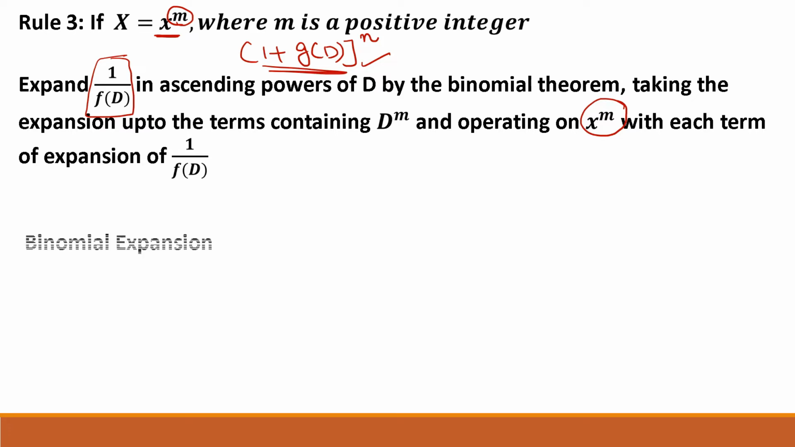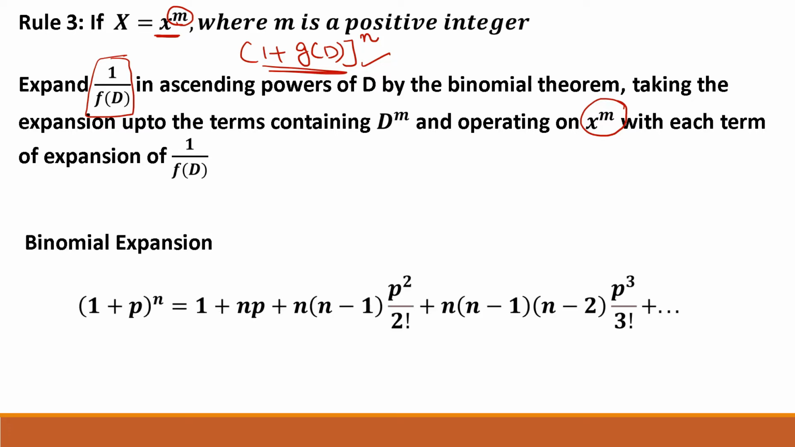So the binomial expansion is this. If you have (1 plus p) to the power n, then this expansion is equal to 1 plus np plus n(n minus 1) p square by 2 factorial, plus n(n minus 1)(n minus 2) p cube by 3 factorial. Now let's understand this rule number 3 along with one example.